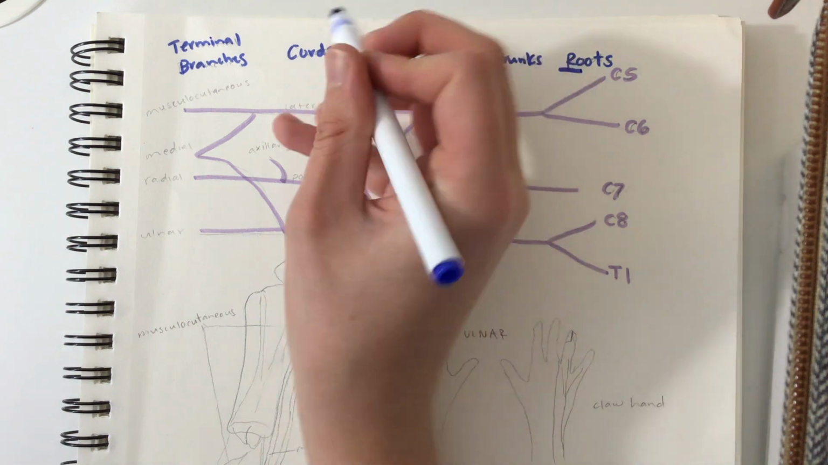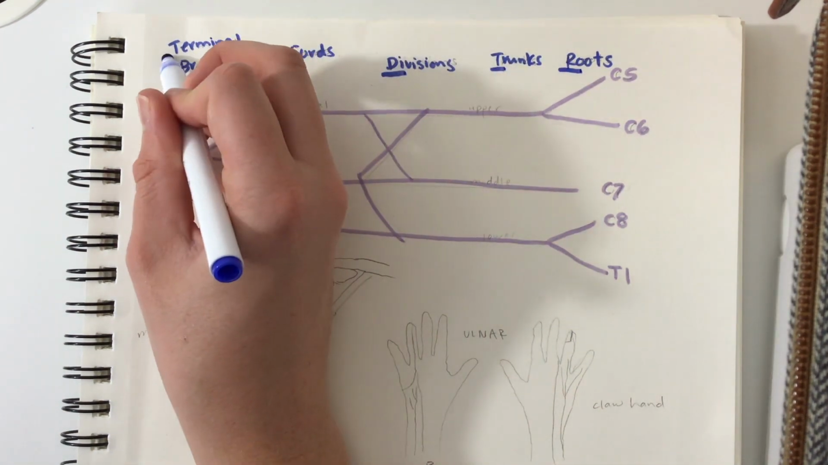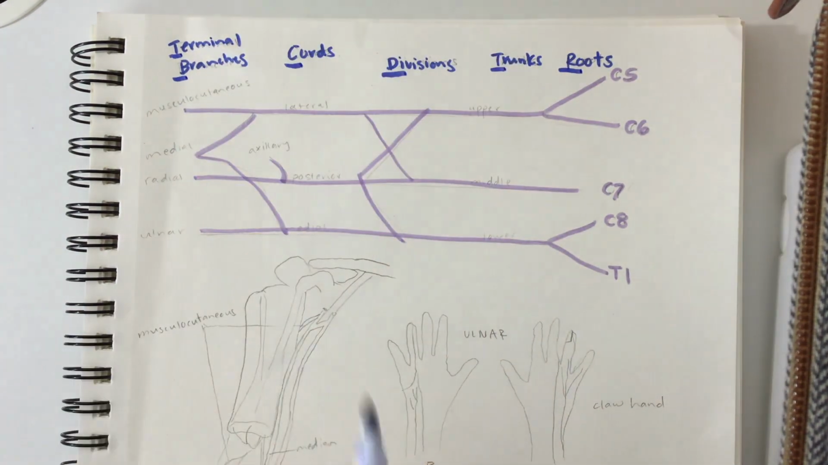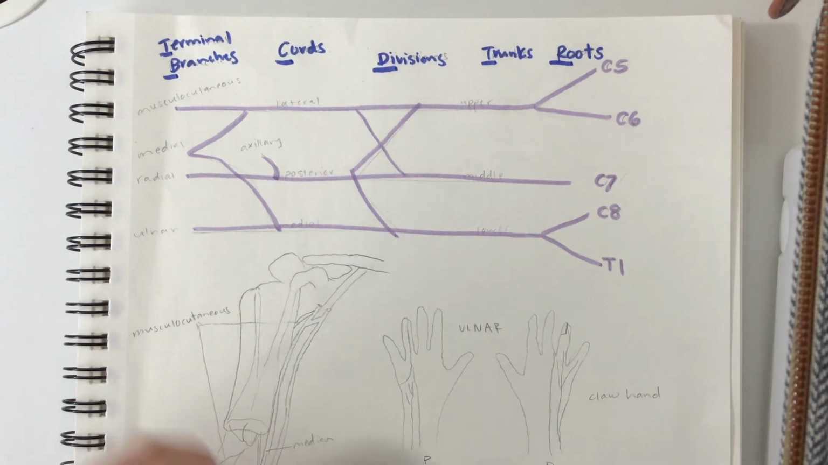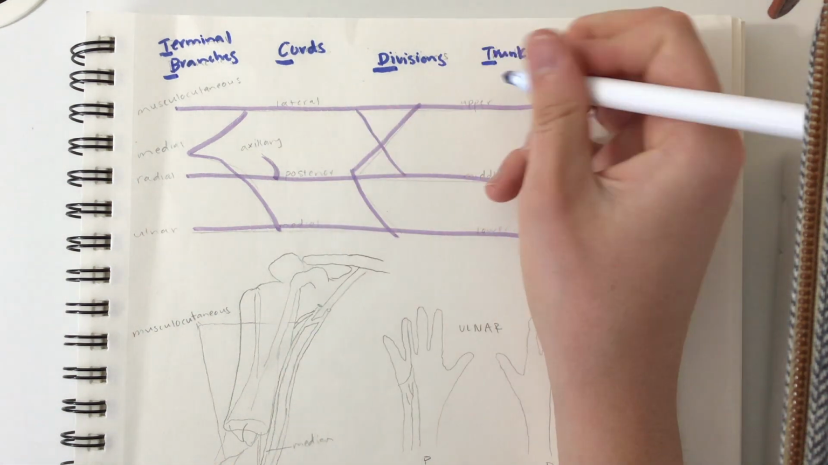And so the way to remember this mnemonic is Real Texans Drink Cold Tea, or Cold Beer, however you want to remember it. So that's the roots, trunks, divisions, cords, and terminal branches. And so now that we have that, I'm going to go ahead and go through at least the way that each of these pathways run, at least so you have an idea.